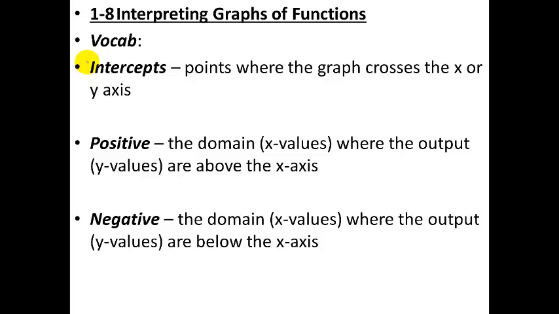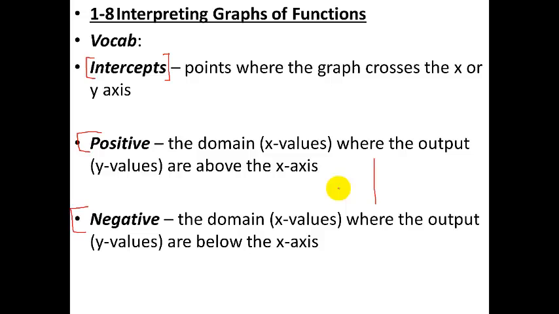The intercepts. You've already learned the vocab words x-intercept and y-intercept, so collectively, the intercepts are the places where your graph crosses the axis, x or y. So, two types, x-intercepts and y-intercepts. Okay. Next is positive and negative. These just mean above or below the x-axis.